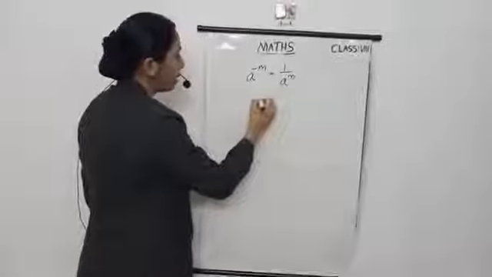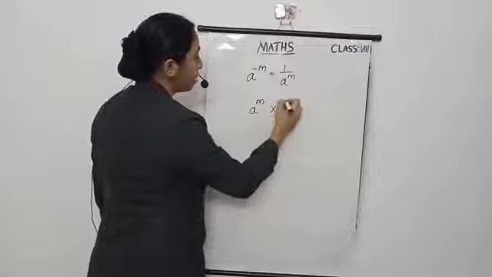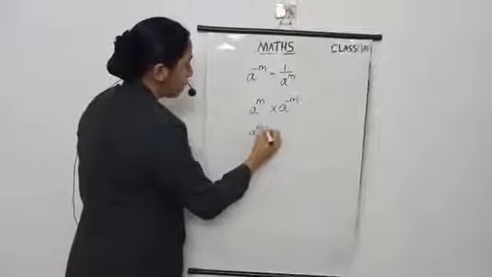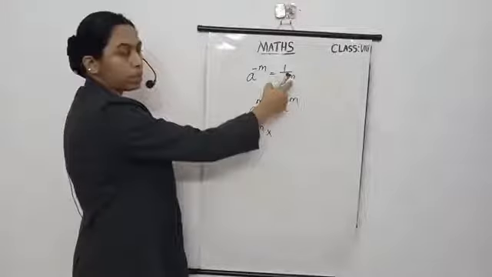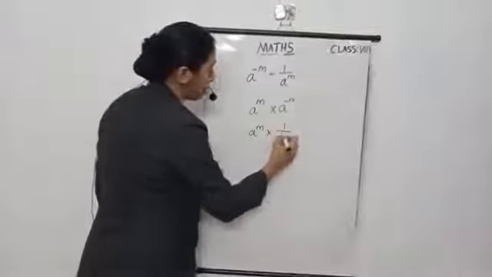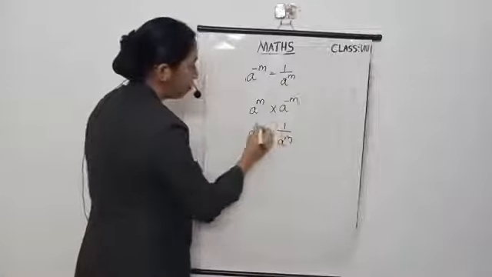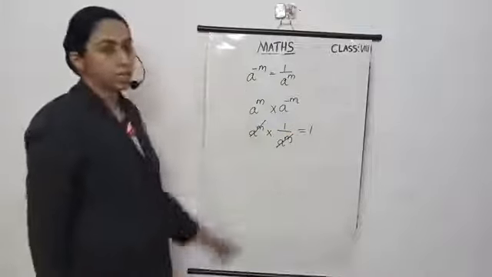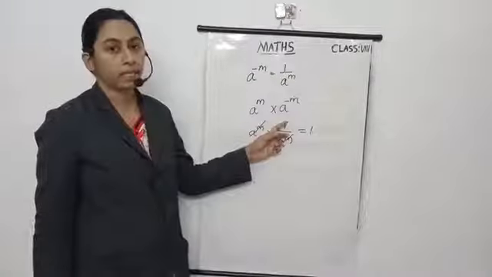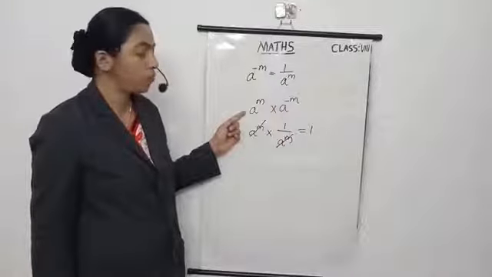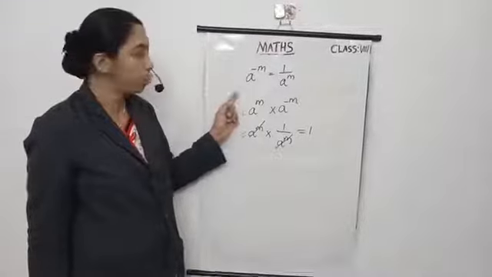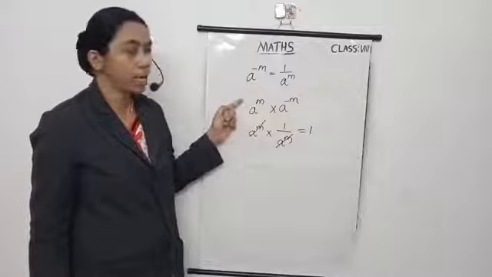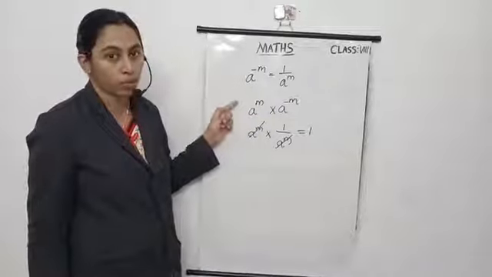Now multiply a raised to m into a raised to minus m. This is a raised to m into a raised to minus m, which is 1 by a raised to m. So 1 by a raised to m, we can cancel this and we get 1. That is, a raised to minus m is the multiplicative inverse of a raised to m. Once more, a raised to minus m is the multiplicative inverse of a raised to m.